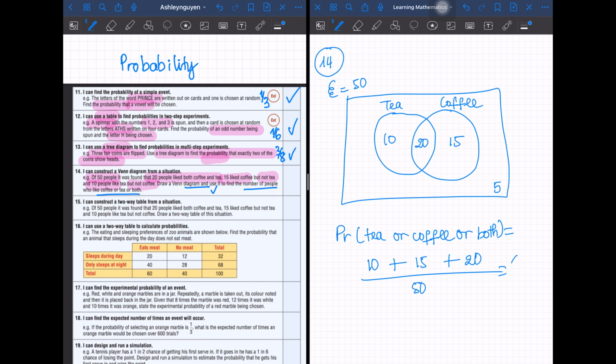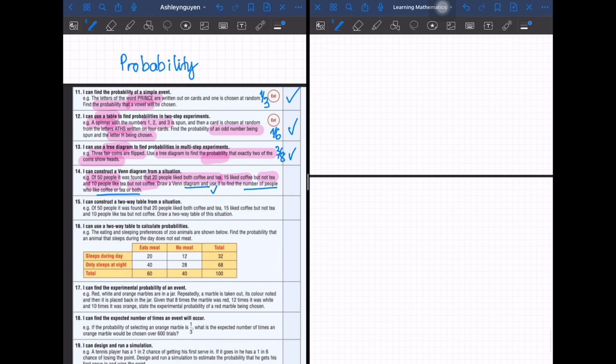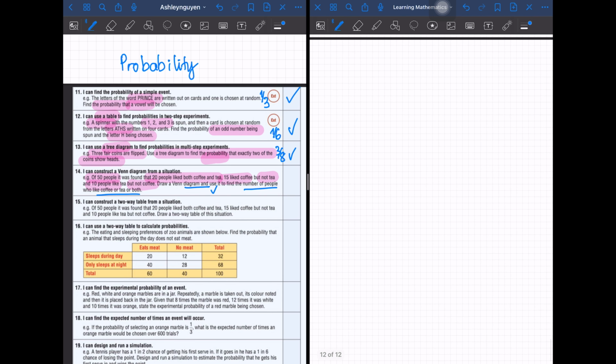50 equals 45 over 50, simplify by 5. 45 divided by 5 gives you 9. 50 divided by 5 gives you 10. 9 out of 10. Alright, let's move on to the next one.